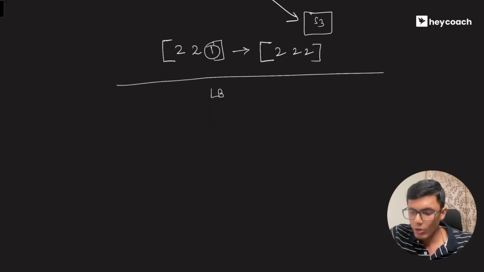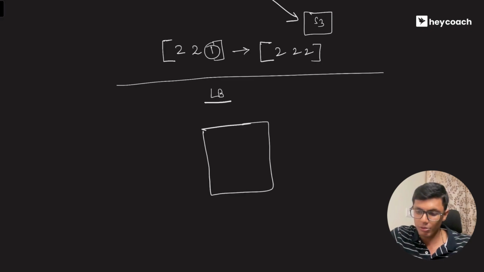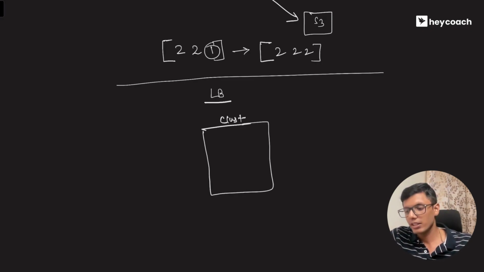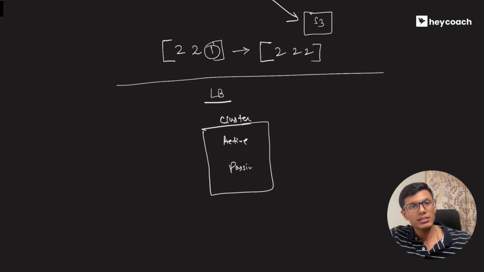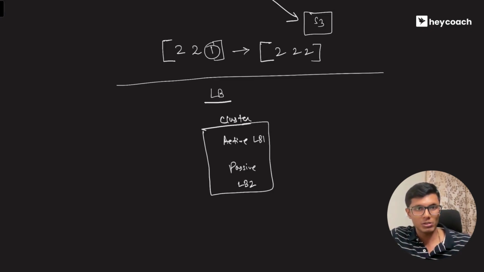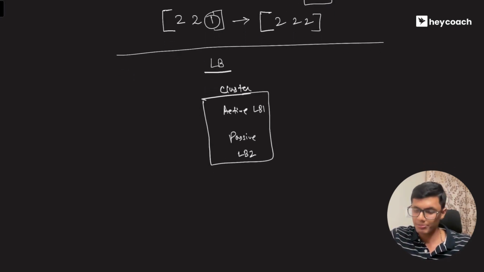So whenever we talk about load balancers, they also work as a cluster of load balancers. You can think of it as working in an active-passive mode. It's not that there is just one load balancer. There is load balancer 1 which is in active mode, and then we can have load balancer 2 which is in passive mode. When the active load balancer goes down, the passive load balancer can take its position.